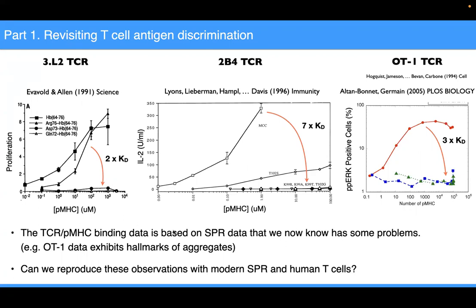And so what we set out to do in my lab is to try to reproduce these kinds of measurements using more accurate measurements of affinity. And we also decided to do it with human T cells, because people have kind of shied away from studying antigen discrimination with human cells.